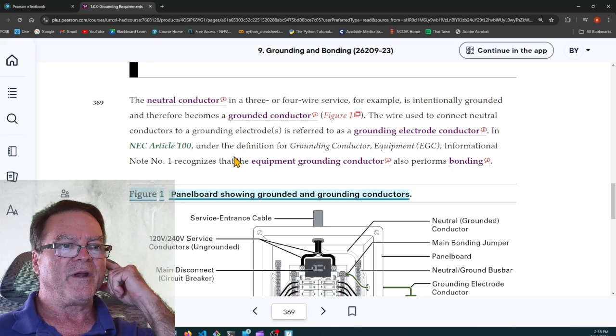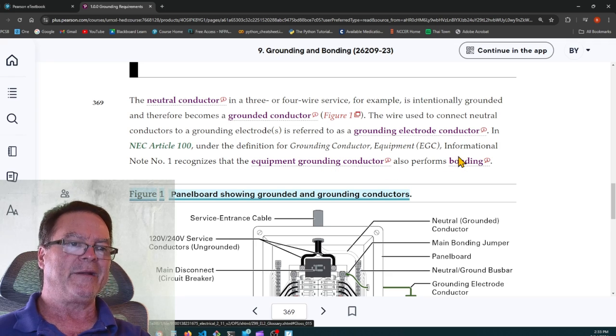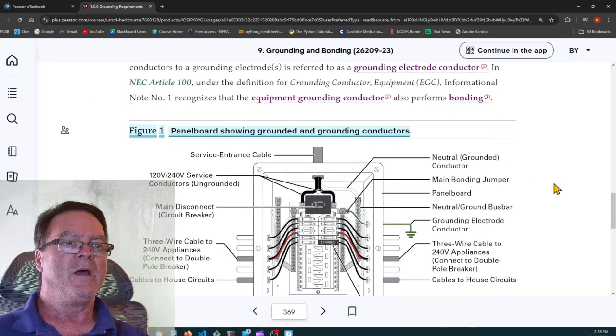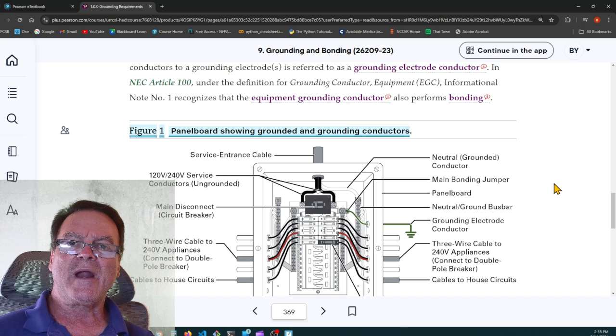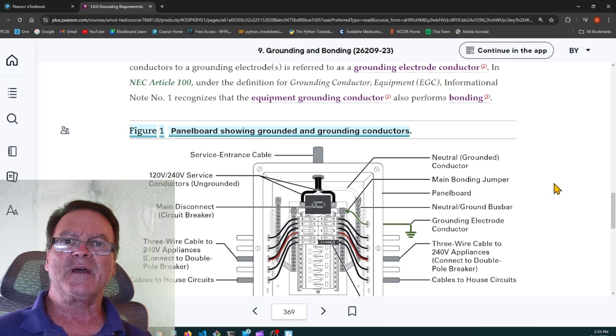In Article 100, under the definition of equipment grounding conductor, informational note number 1, it recognizes that the equipment grounding conductor also performs bonding. The difference between grounding and bonding: grounding is taking it to the earth. Bonding is to connect two pieces of metal together to make them electrically at the same potential.